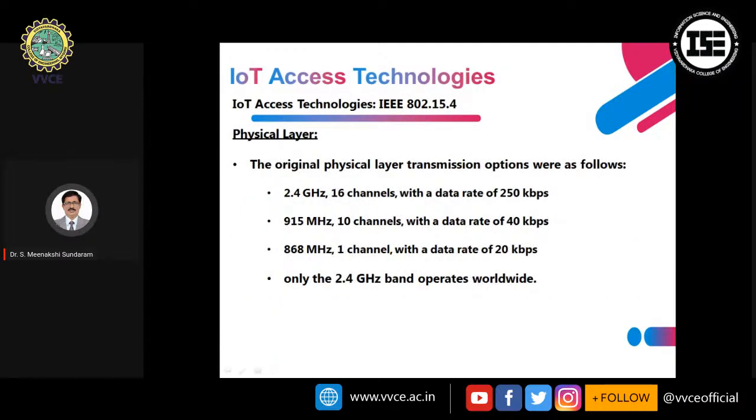We take the physical layer. The original physical layer transmission options were as follows: 2.4 gigahertz, 16 channels with a data rate of 250 kilobits per second. Similarly, 915 megahertz with 10 channels with a data rate of 40 kilobits per second. 868 megahertz with only one channel with a data rate of 20 kbps. Only the 2.4 gigahertz band operates worldwide.